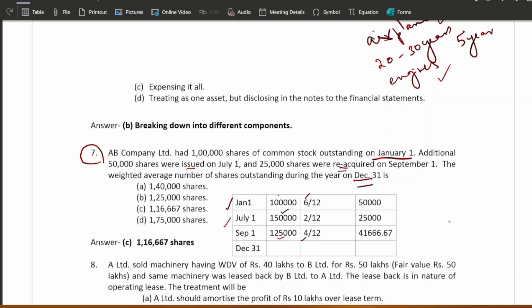Okay. So, what you do is you take this and you multiply it with this. You will get these numbers. When you add all these numbers, you will get the weighted average number of shares outstanding. You would have done this calculation in the EPS calculation, the earnings per share calculation. So, this is just to revise that.